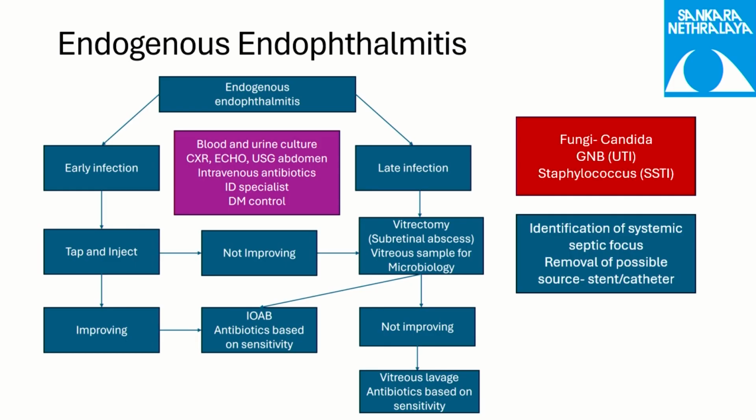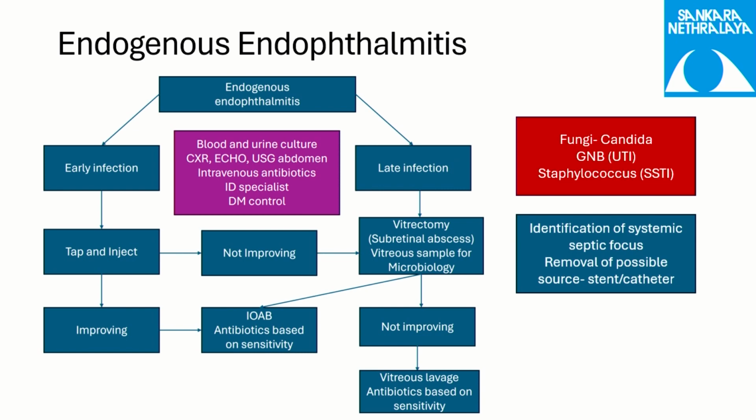So blood and urine culture and investigations, like I mentioned, to look for the cause and effect. And intravenous antibiotics are the mainstay of treatment, with an ID specialist. The same flow chart, but from the beginning we start broad-spectrum IV antibiotics. So that is one thing everybody should remember. The most common denominator for endogenous endophthalmitis is diabetes. Typically they will have very, very high sugar.